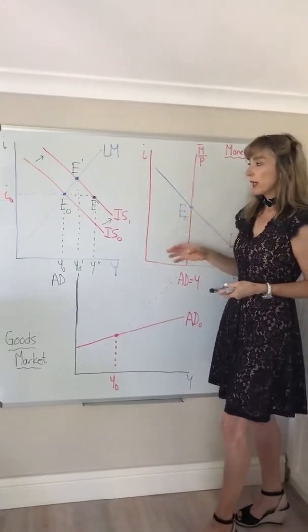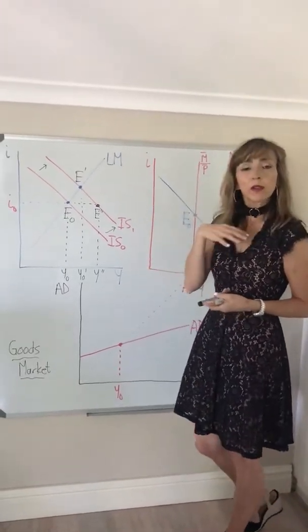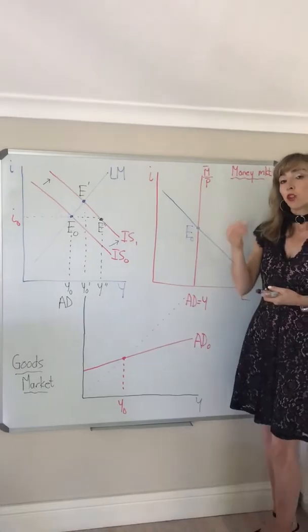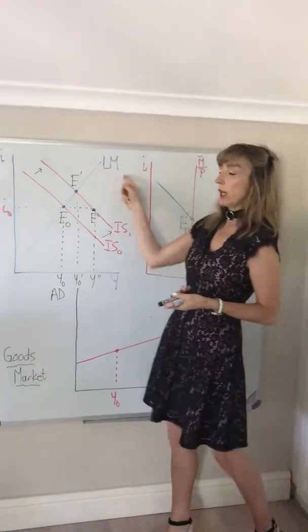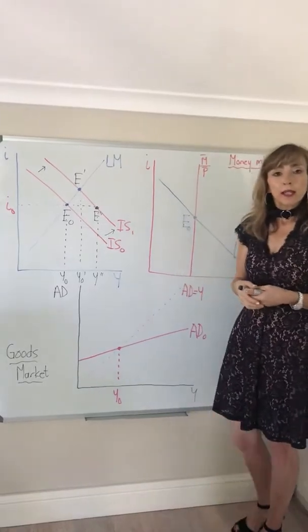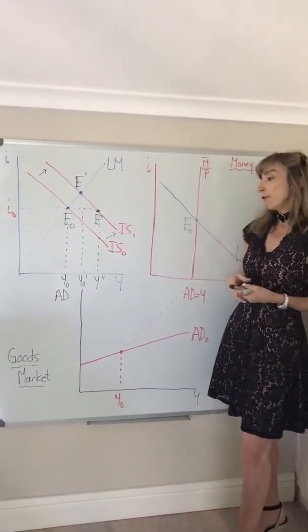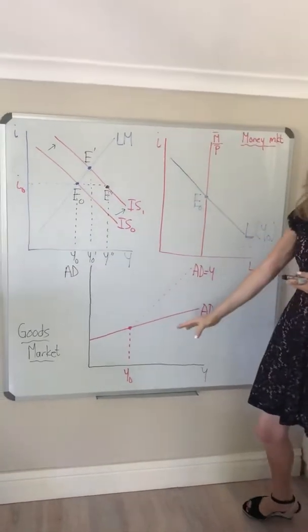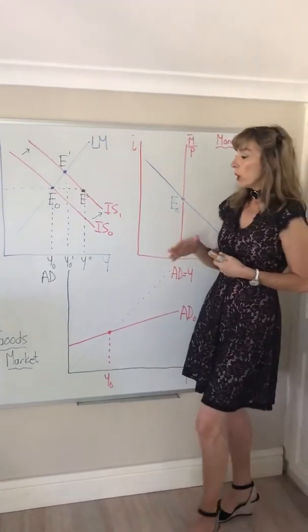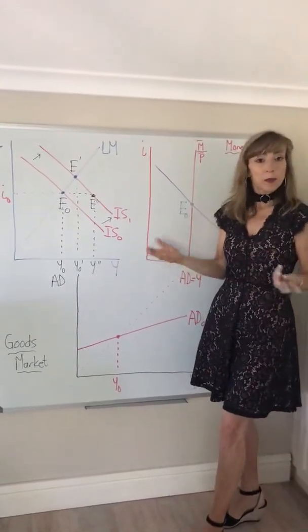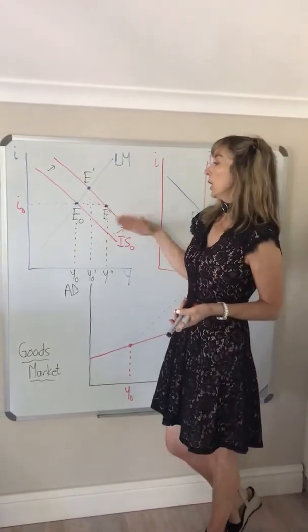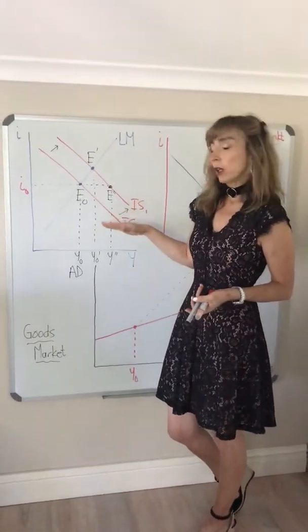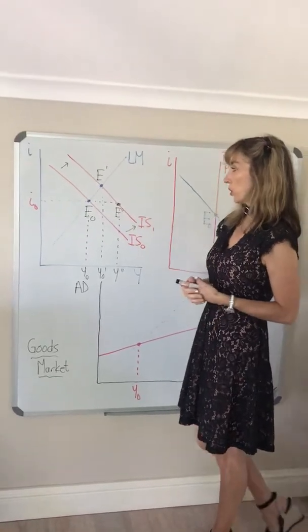Just as we explained the transmission mechanism with monetary policy, and we know monetary policy has its initial impact on the money market and it affects your LM curve, we now want to see how fiscal policy affects your money and your goods markets. So we know that an increase in government spending, say, as part of fiscal policy, is going to shift your IS curve. So an increase in government spending will shift it to the right.